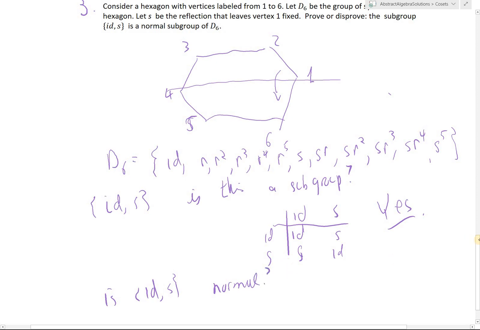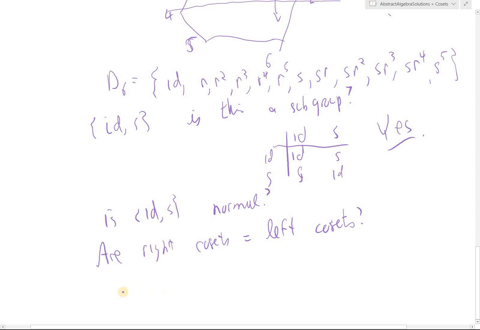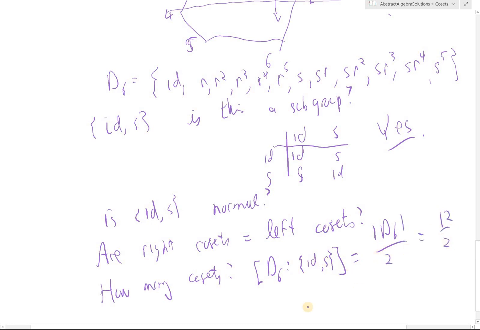Okay. So in that case, we have to show that the right cosets equal left cosets. Okay. All right, well, let's try the cosets. How many cosets are there? Well, it's going to be the index of this {ID, S} in D6. So that's equal to the number of elements in D6 divided by, well, here there are 2 elements. So this is 12 over 2. So there's 6 cosets.